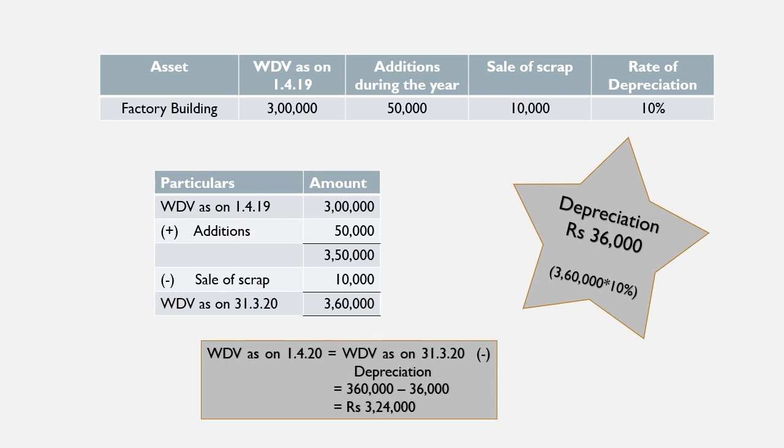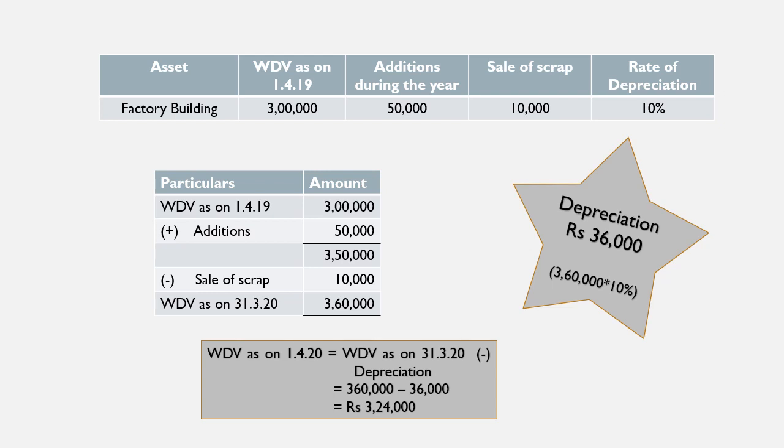Let's find out the depreciation for the factory building which carries 10% as depreciation. Usually, the depreciation is calculated on the cost of the asset or on the written down value as on the year ending. So here in this case, the depreciation will be calculated on the written down value as on 31/3/20. So we need to find out what is the written down value of the factory building as on 31/3/20, for which the format mentioned here is to be used.